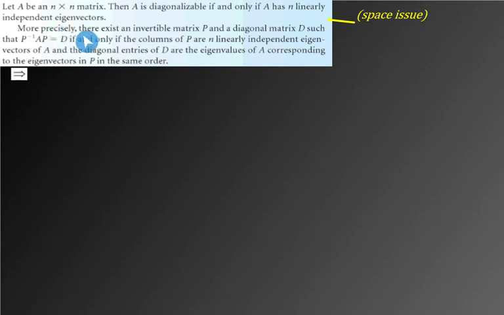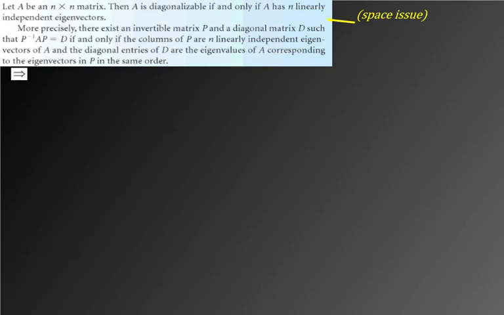And then, just to be a little more precise, it's saying there's going to exist an invertible matrix P and a diagonal matrix D such that that thing pops up, right? If and only if the columns of this P are n linearly independent eigenvectors of A and the diagonal entries of D are the eigenvalues of A, corresponding to the eigenvectors in P in the same order. Whew. Okay. It takes a little bit, but the good news is that if you go one direction with this proof, the if and only if comes up the other way too. So I'll talk about both directions here.